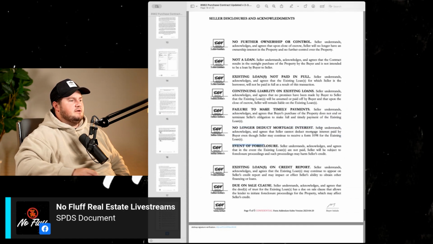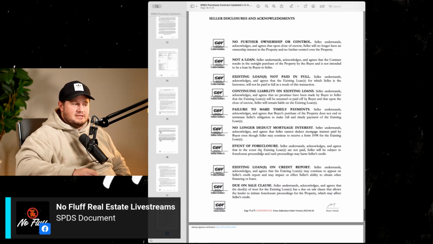So basically the seller understands, acknowledges and agrees that the seller cannot deduct mortgage interest paid by the buyer, even though the seller may continue to receive a Form 1098 for the existing loan. So they're not going to deduct that from their taxes because it's not them making the payments. We understand there's a due on sale clause. We understand the existing loan is on the credit report. So the existing loan is going to stay on their credit report.